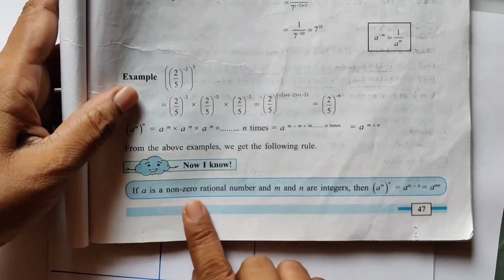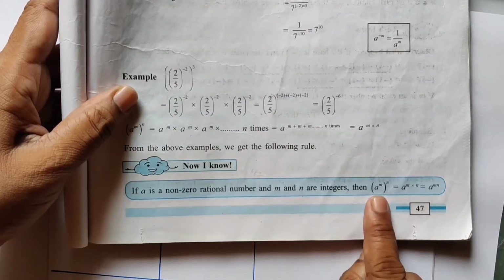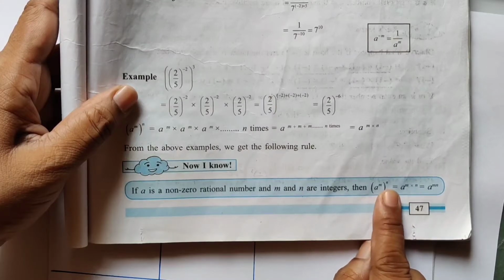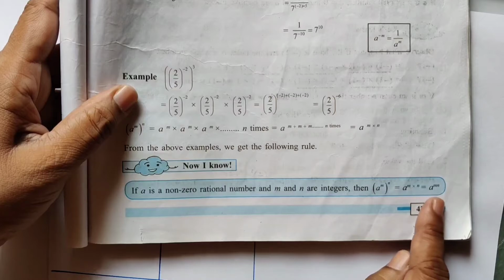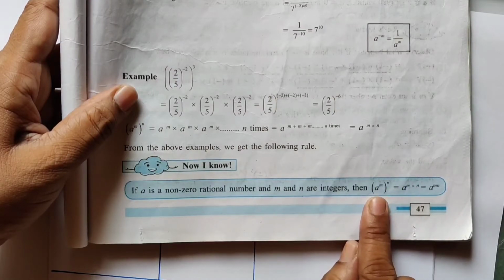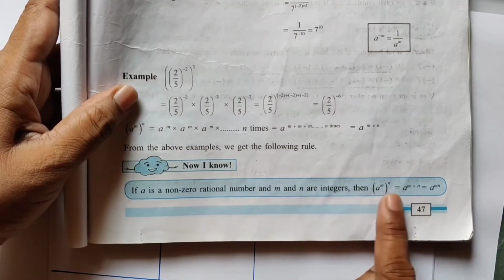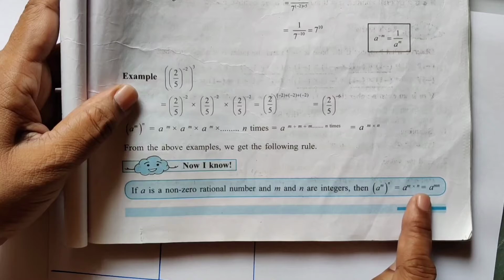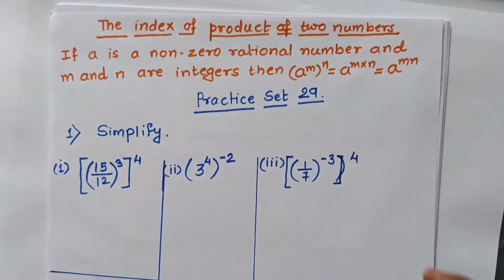If a is a non-zero rational number, m and n are integers, then a raised to m raised to n is equal to a raised to m multiplied by n, is equal to a raised to mn. What does it mean? When there is one base and two indices, what we have to do? When the single base is there and two indices are there, we have to multiply the indices and write the base one time. So let us see how to solve the sums.